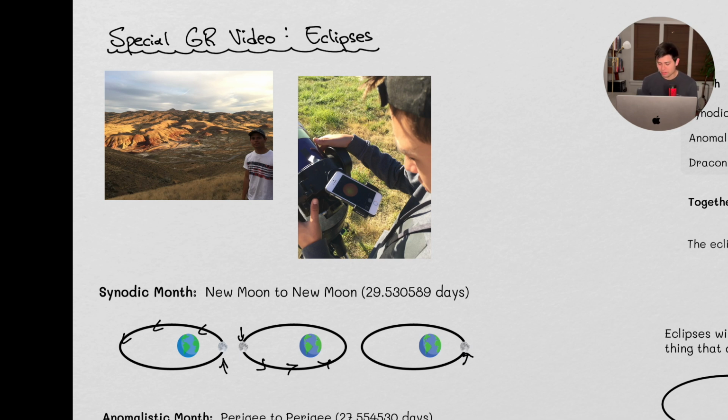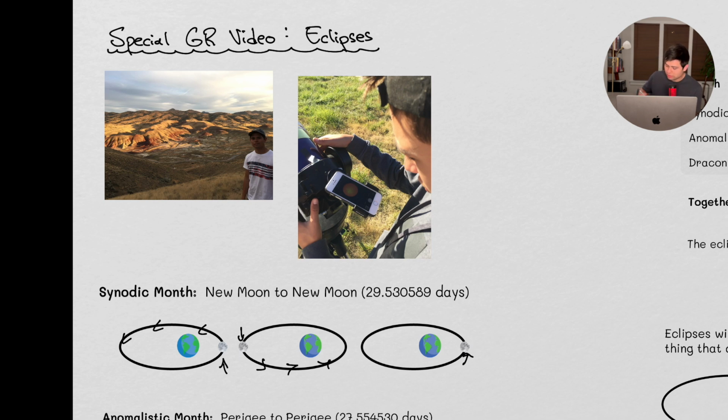So today we are talking about eclipses. This is something that you probably won't find in any general relativity playlist, but it's quite interesting. Eclipses are an interesting phenomenon where there's broadly two different types of them. There's the solar eclipse and the lunar eclipse.